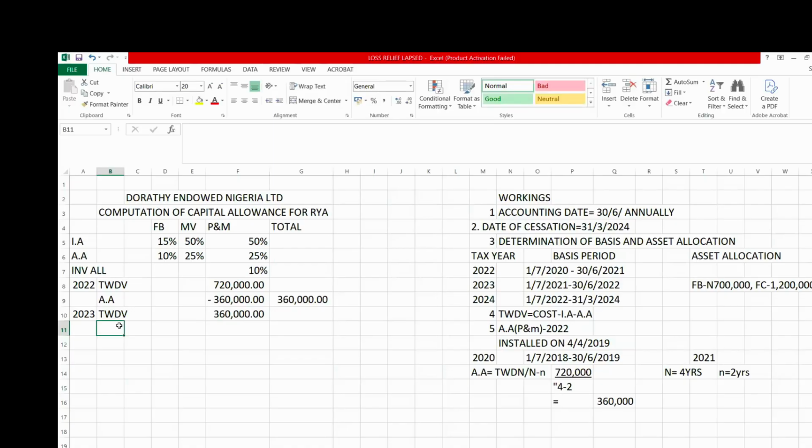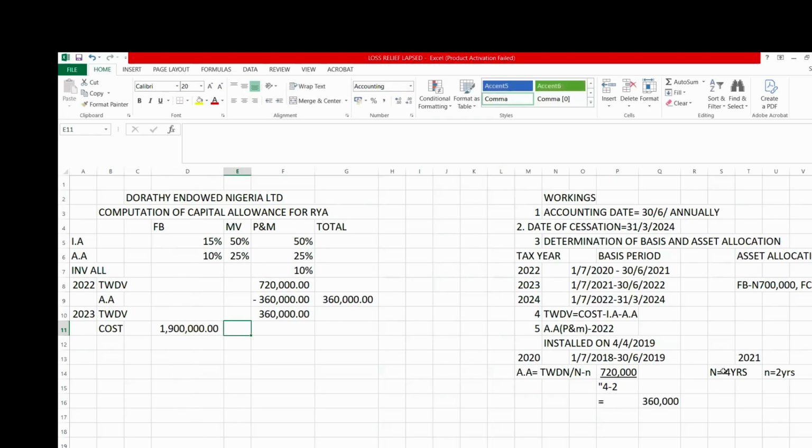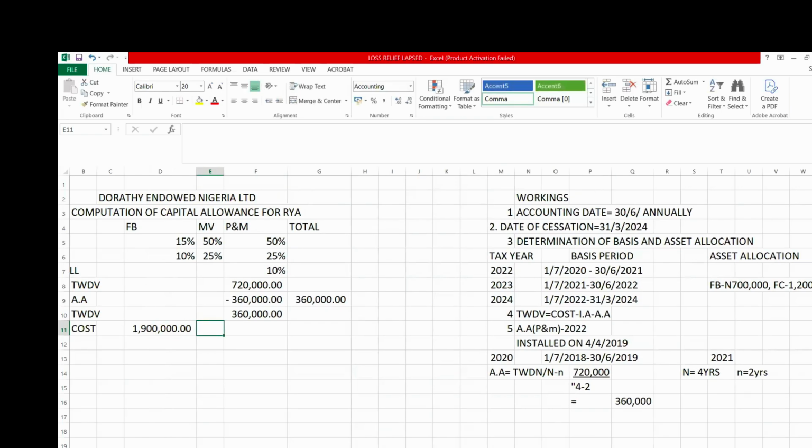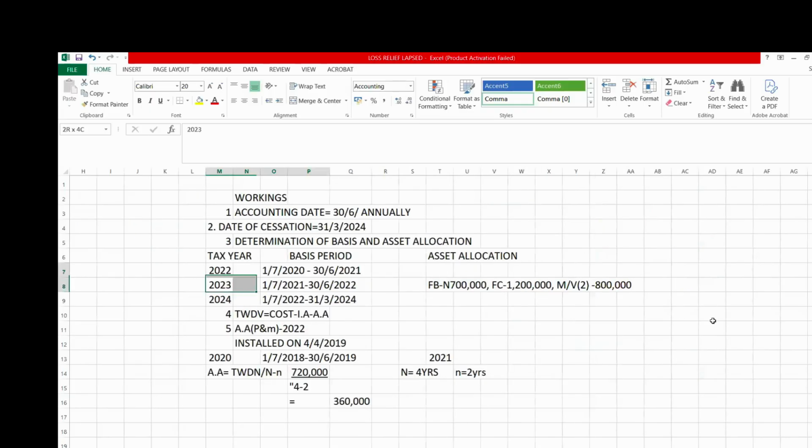In 2023, the company acquired new assets. You now bring in those new assets as cost. The first asset is your factory building and factory construction. Because they are the same category of assets acquired in the same year, you are going to add them together: 1.2 plus 700,000 gives us 1.9 million. So the cost for factory building will be 1,900,000.